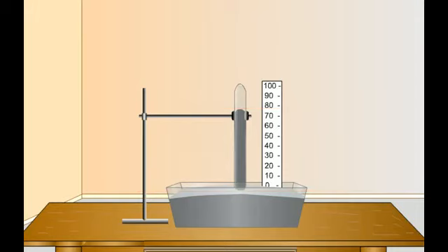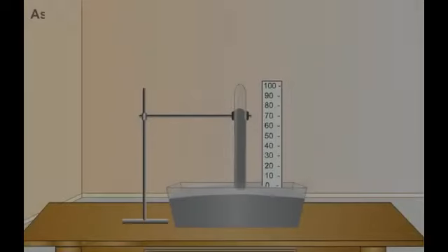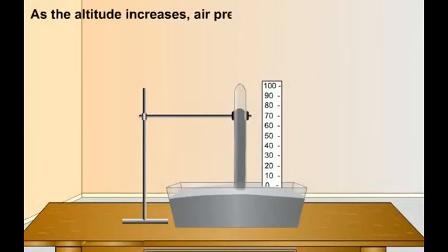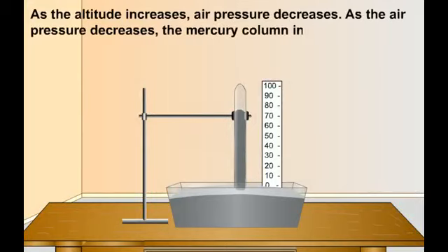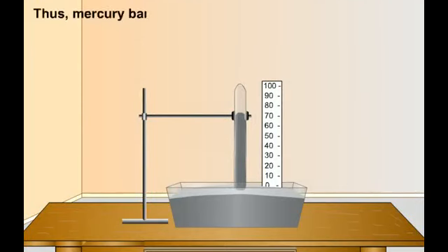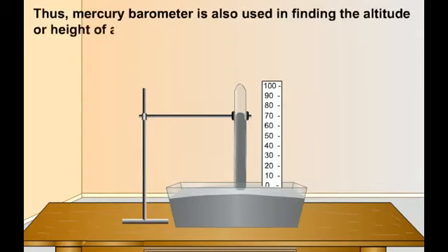As the mercury falls, it leaves a blank space above it. This space is called Torricellian vacuum, since it was identified by Torricelli. As the altitude increases, air pressure decreases. As the air pressure decreases, the mercury column in the capillary tube begins to fall. Thus, the mercury barometer is also used in finding the altitude or height of a mountain.